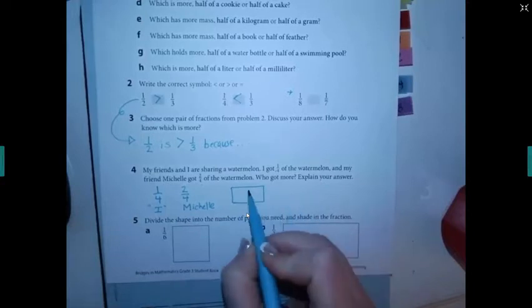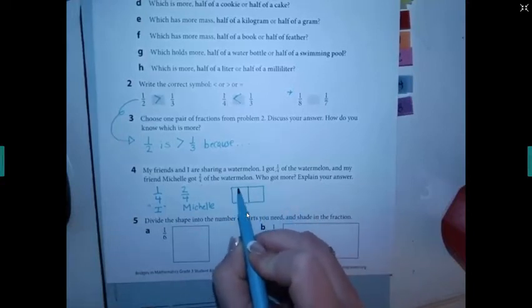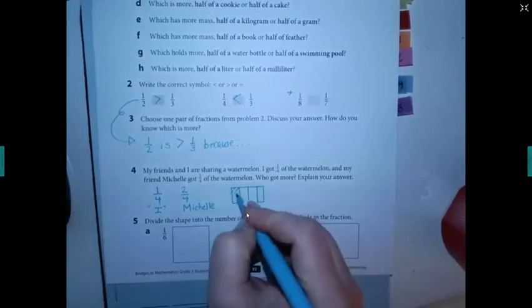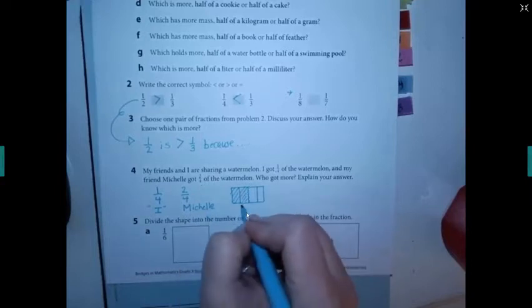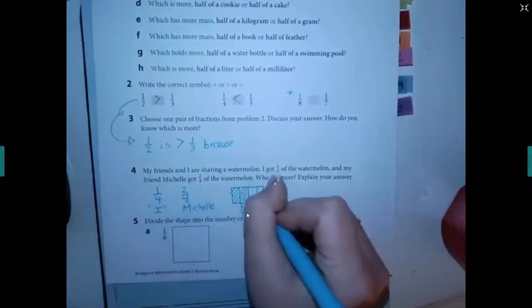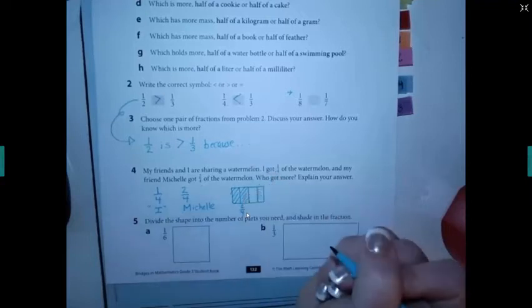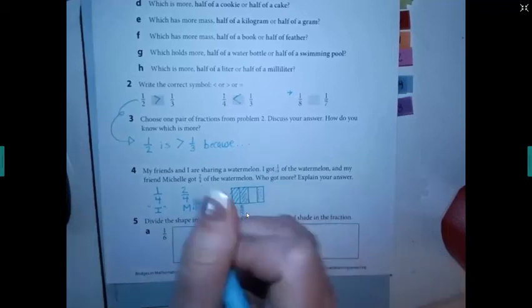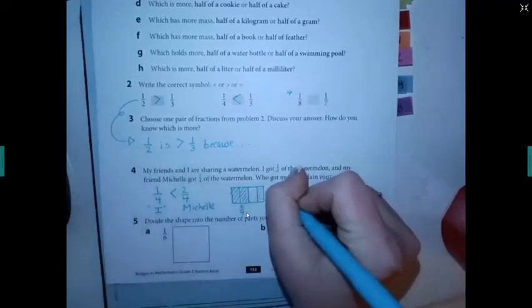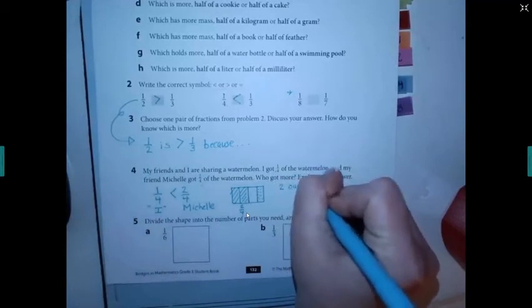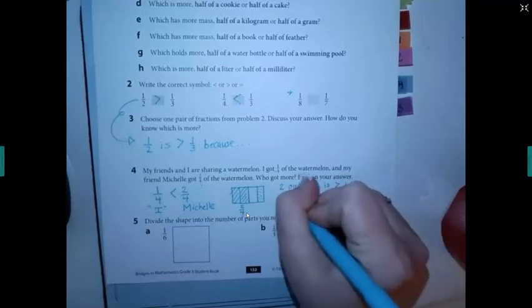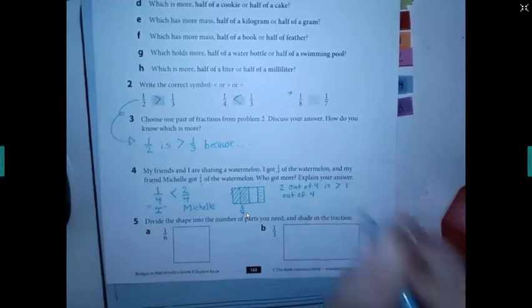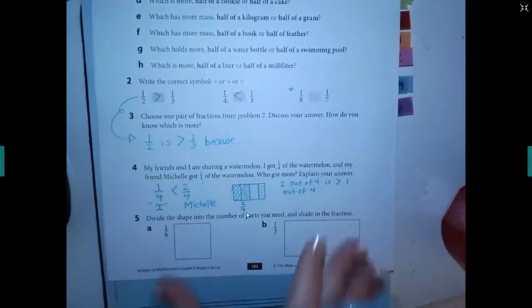Here's my watermelon. I'm going to cut it into half and then fourths. If I got half, then I get 1, 2. Or Miss Michelle got 2/4, 2 out of 4. And I only got 1/4. And I'll make mine polka dots. Okay, 2/4 is greater than 1/4. 2 out of 4 is greater than 1 out of 4. That's my explanation. We're going to do the same thing at the bottom.